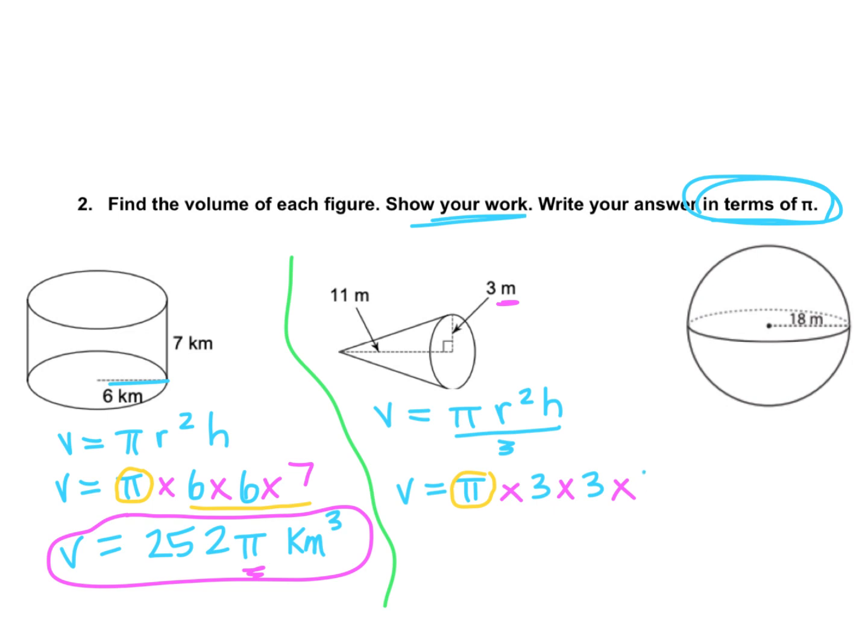The height of our cone is from the base to the top, the vertex. So that's going to be 11. Now I'm going to do 3 times 3 times 11. And then don't forget, we have to divide that by 3. So 99 divided by 3. Remember, don't calculate your pi. And we will get 33 pi. And this one is meters cubed.